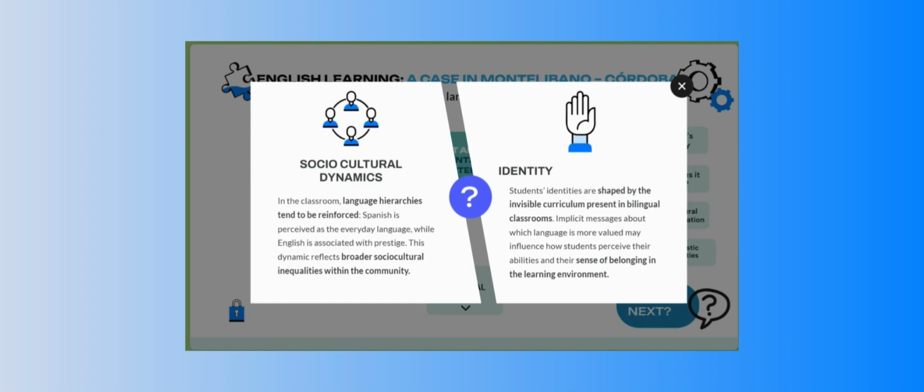On the other hand, we have identity. So, students' identities are shaped by the invisible curriculum that is present in the bilingual classroom. Implicit messages about which language is more valued may influence how students perceive their abilities and their sense of belonging in the learning environment. So, how can this be perceived and also how can this be transformed?